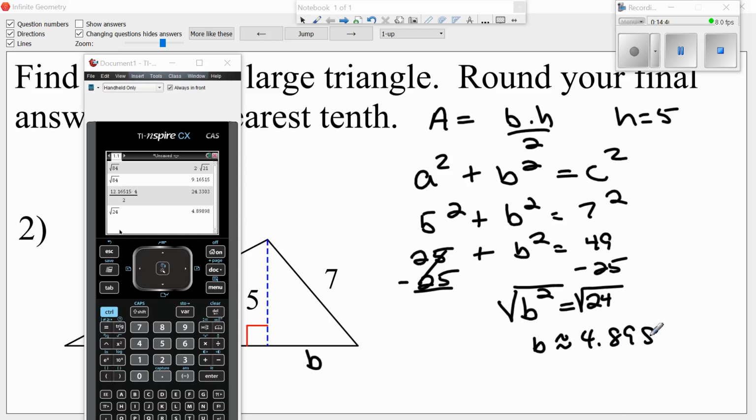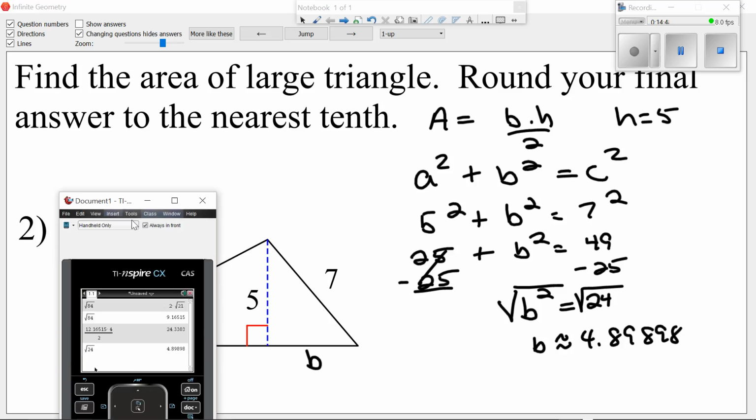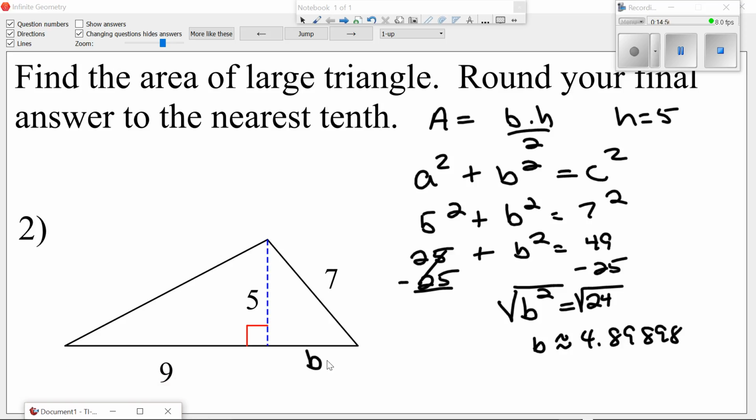4.89898. There are more decimals there, but we only need a few. Okay, so I'm finished with my calculator. Let's put it away for right now. And that's my B part. Okay, that's part of my base. And I'm ready to find the area.